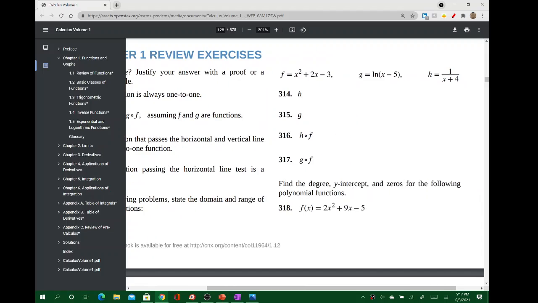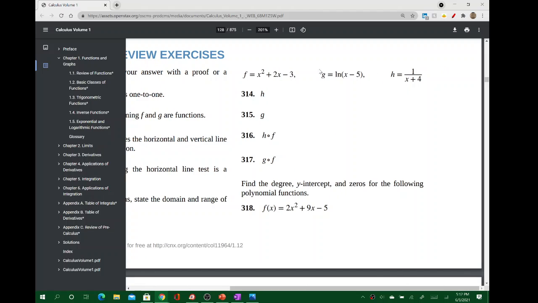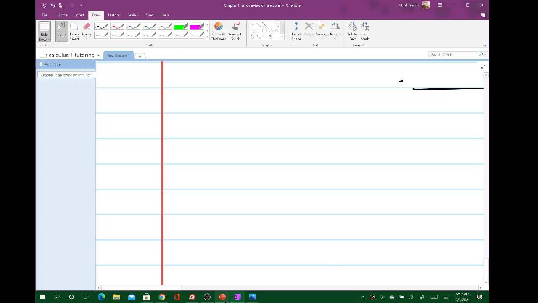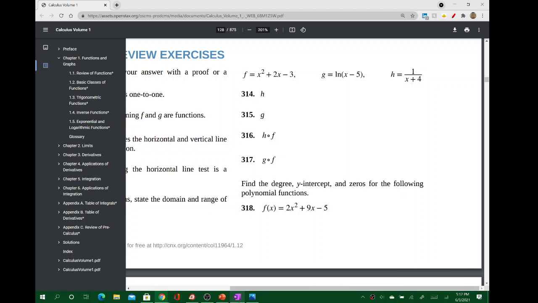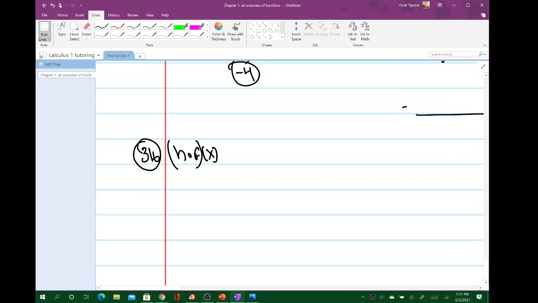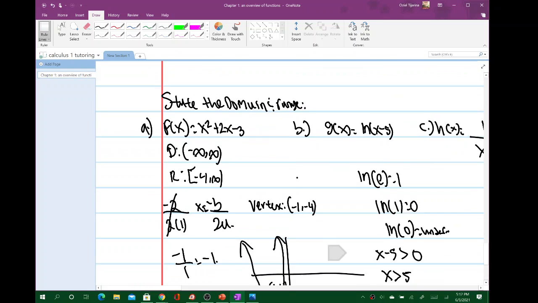Okay, well, we did f, g, and h. We did the domain and range of those functions, so that's good. Now we want to do h of f of x. The other one, number 316, says h composed with f of x. They want to know what is h composed with f of x.